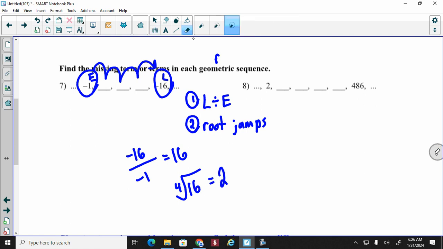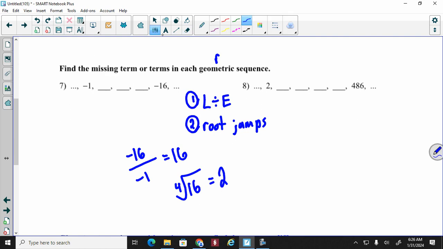So that means that I am multiplying by 2 every single time to go from -1 to -16. So this will be -2, -4, -8, so on and so forth. All right. So for question number 8, I am multiplying by 3. So my r ends up being 3 in here. So that means it's going to be 6, 18, 54, and then 162.